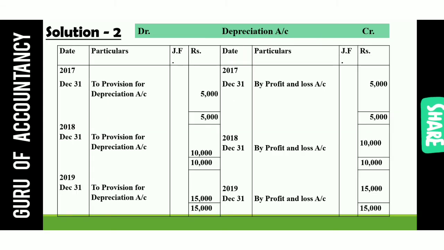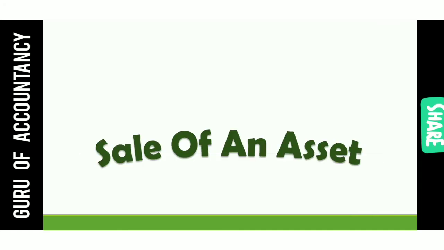Similarly, you can prepare the depreciation account. Your entry is depreciation to provision for depreciation. So on the debit side you will write to provision for depreciation. And our third entry is profit and loss account debit to depreciation. So on the credit side of the depreciation account you will write by profit and loss account. And in this way the depreciation account will be closed every year. So till now we have understood the methods of recording depreciation.